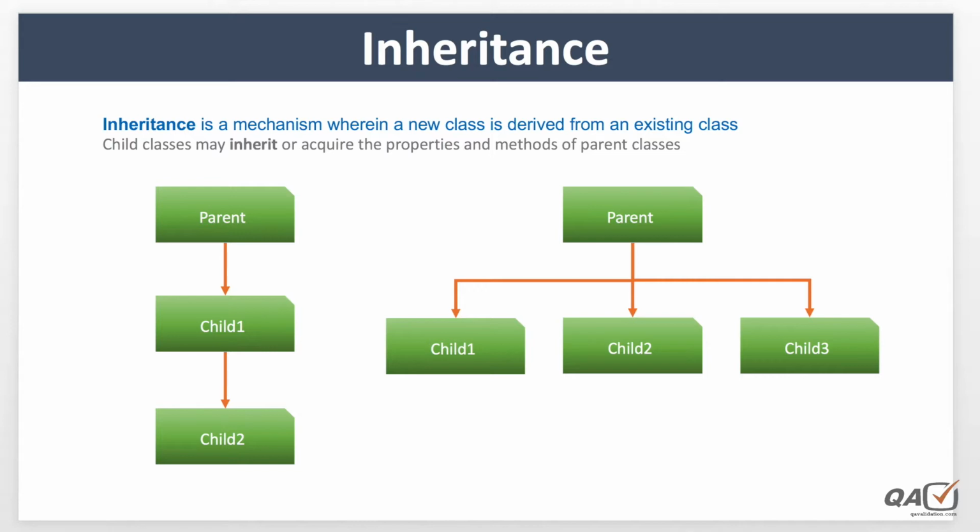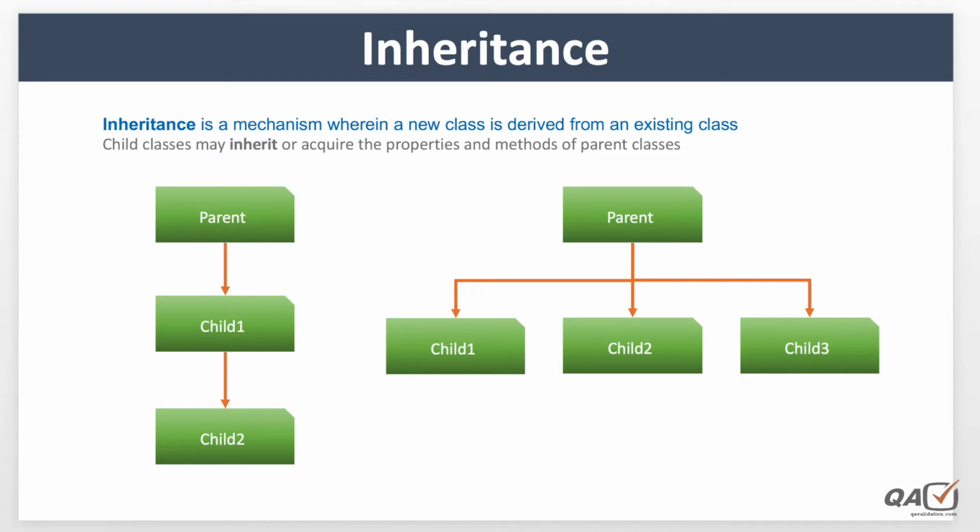So what exactly is inheritance? It is a mechanism where a new class is derived from an existing class. The existing class is the parent class, and you create a child class which will inherit all the properties of your parent class. We also call it the base class or parent class.